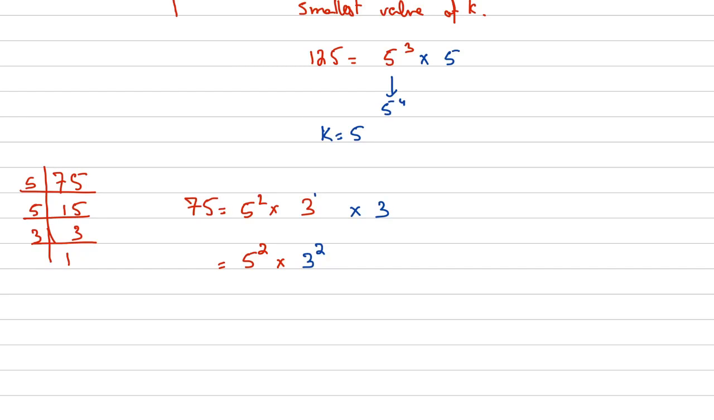So what's the value of k equal to? This right here is the value of k, or this right here is the number that I will multiply 75 with in order to make it a perfect square. So the value of k is equal to 3.